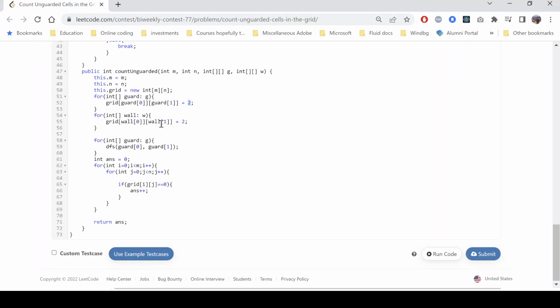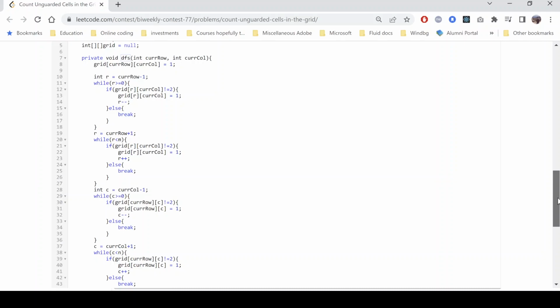That's the main reason. If a guard keeps on moving in a particular direction and sees a guard or a wall, then he can't keep on moving in that direction. At that particular point, that guard will stop, as we saw in the diagram. So that's why we have put 2 at every position where a guard or a wall is present, and then for every guard position, we have called a function by passing the current position of the guard. I've made it DFS. Not exactly DFS, but initially my thought process was going towards DFS, which is why I named the function DFS.